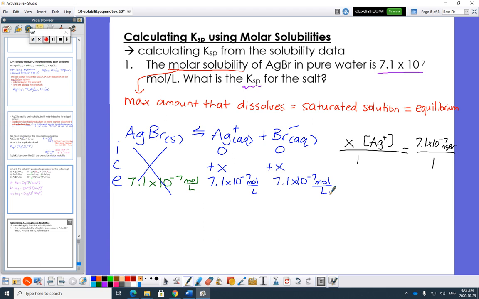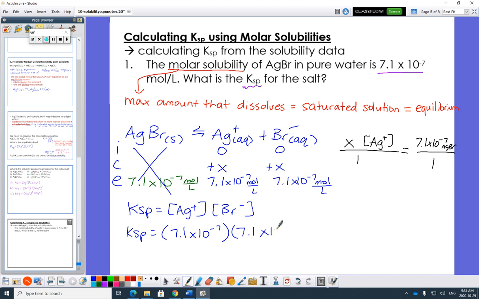Okay, so KSP, so you get marks for ice tables, you get marks for writing the equilibrium law. Since they are the same, you could write that as 7.1 times 10 to negative 7 squared. That's fine. Again, this is really just making sure you don't make a calculator error, which is very annoying.